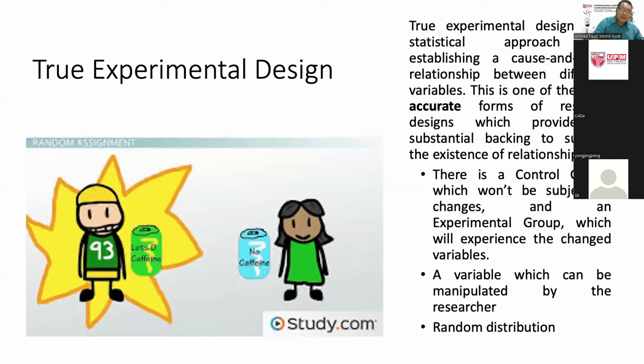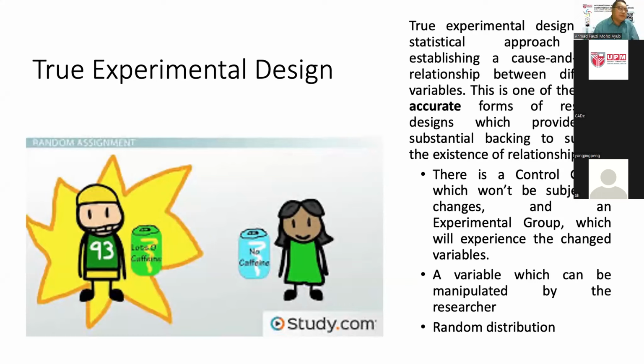And certain students will be in the control group and certain students will be in the treatment group. So maybe you have half of the students in the control group and half of the students in the treatment group. So in this case, if you're implementing this, then you are doing the true experimental design.